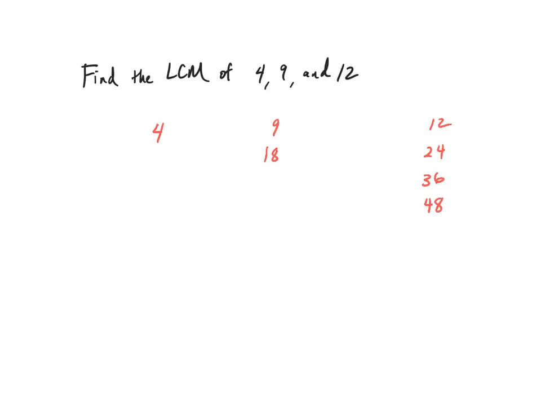9, 18, 27, 36. I found a common multiple here, so I'm going to check to see if it's on the 4 list. 4, 8, 12, 16, 20, 24, 28, 32, and yes, 36 is on that list. So I found my least common multiple, or LCM, of 4, 9, and 12.